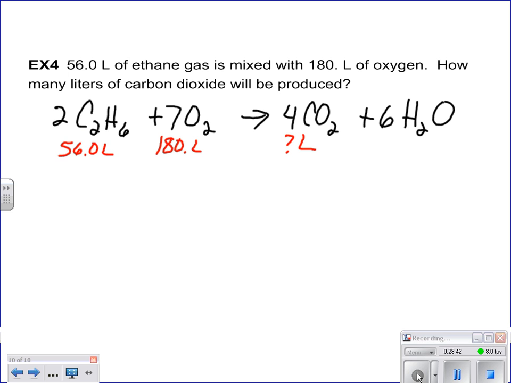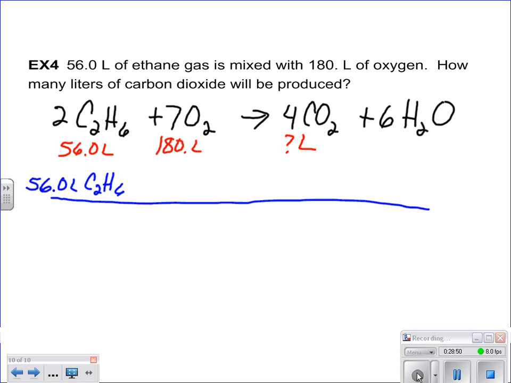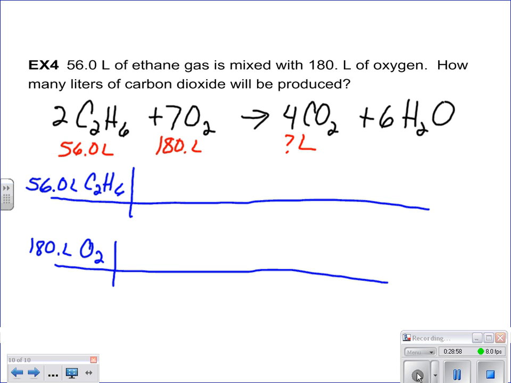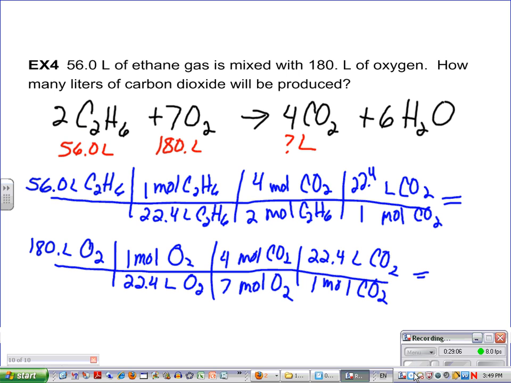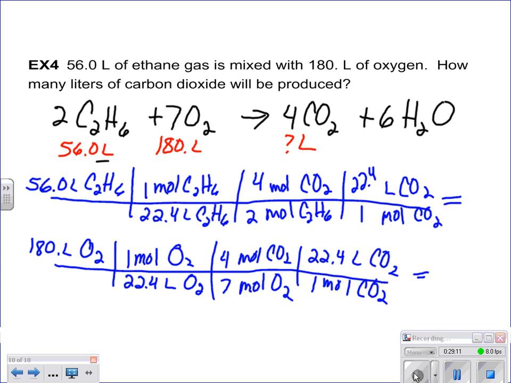So in this case, we're going to start with 56 liters of ethane. And we're going to start with 180 liters of oxygen. I'll pause and we'll come back and it'll be done. Okay, so now we have it all set up. And remember, don't be alarmed. When you're going from liters to liters, this naturally happens. Your 22.4s cancel out, makes the math really nice and easy. So everything cancels out. We do the math.